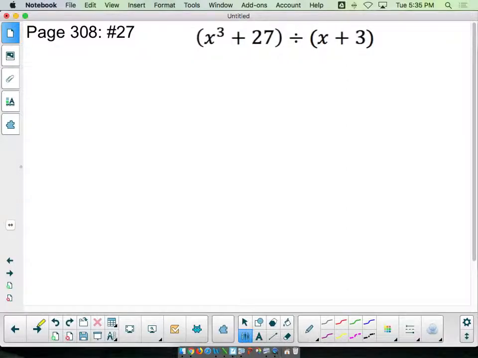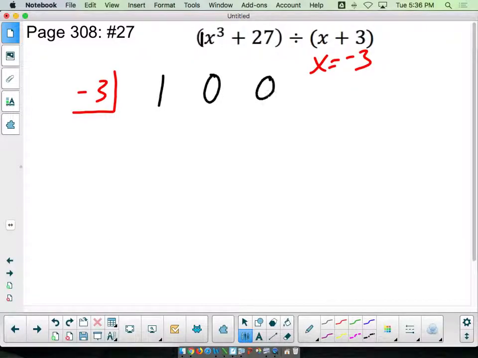Last one. This is, again, one of those where this just happens to also be -3, so -3 is going to go in our box. This is where we do have to insert zeros, though. What comes before the division sign is x to the third plus 27, which is 1x to the third, but there's no x squareds, so we have to put 0, 0, and then positive 27.